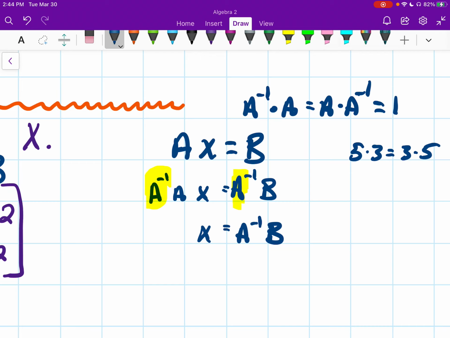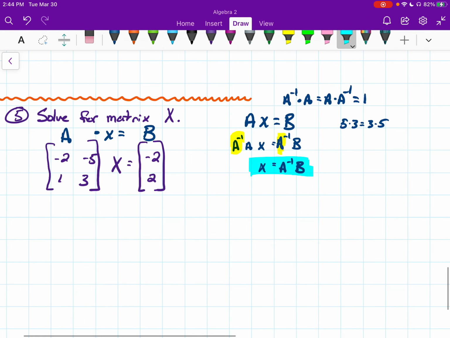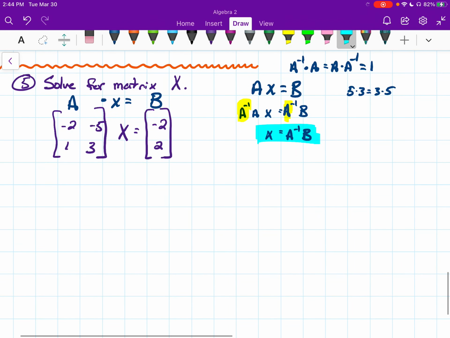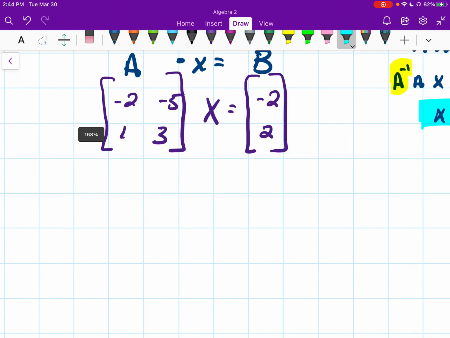So we're going to try to rearrange the equation on the left here to where it's X equals A inverse B. So the long part of this, the longer piece of this problem is going to be finding A inverse, right? We know what A is, we have to find A inverse, right? So I'm going to pause the whole solving part of it, and we're going to find A inverse right now.